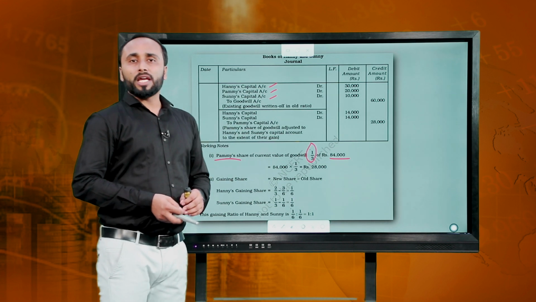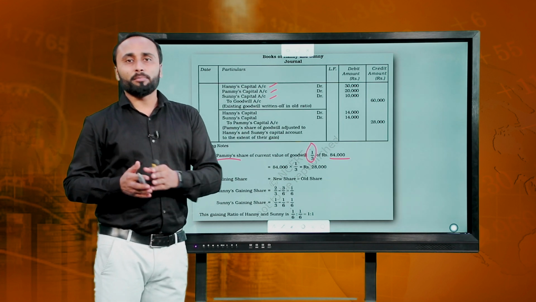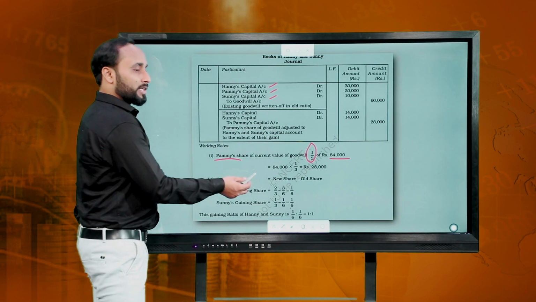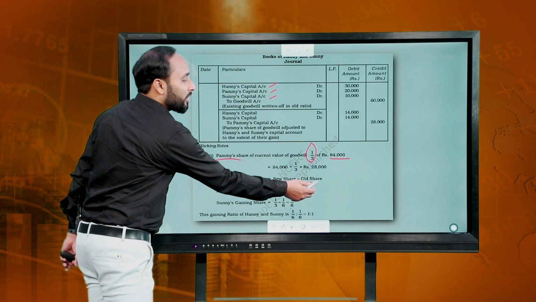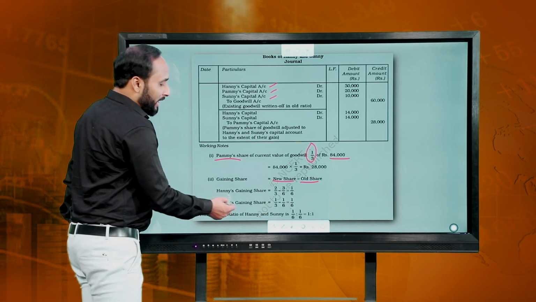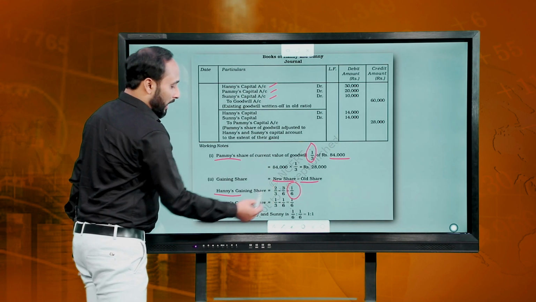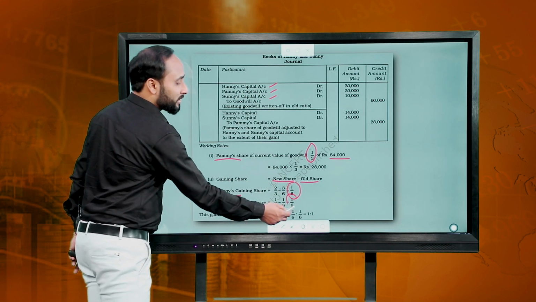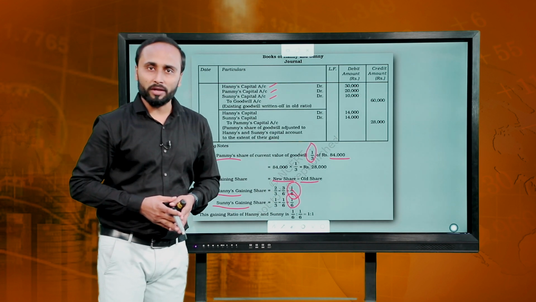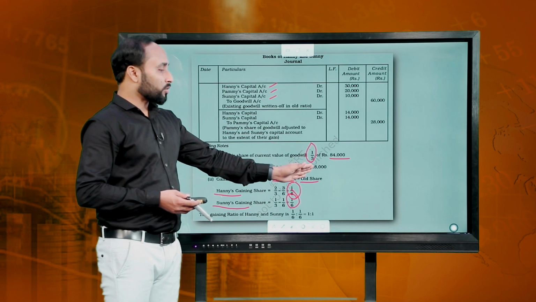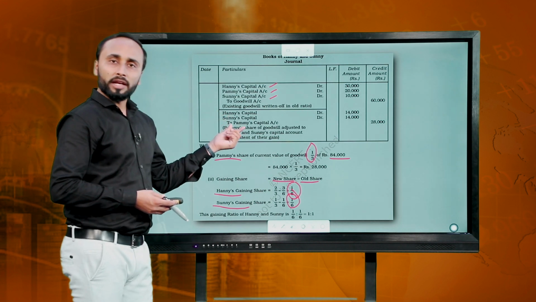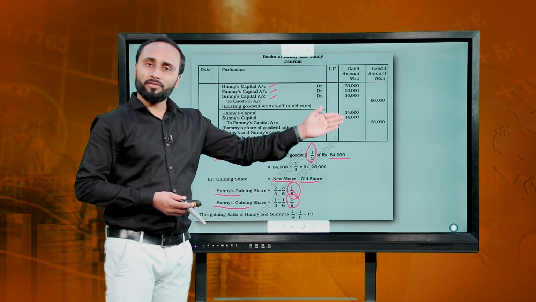Now this share will be given to Pammy by the gaining partners in their gaining ratio. So we have to calculate the gaining ratio now, which is very simple. Subtract the old share from the new share. When we do this, we get Hanny's share as 1 by 6 and Sunny's share as 1 by 6 too, which means their gaining shares are equal, which is 1:1, which means that this 28,000 will be given to Pammy by Hanny and Sunny equally, which is 14,000 and 14,000.